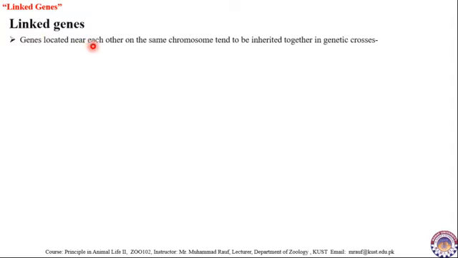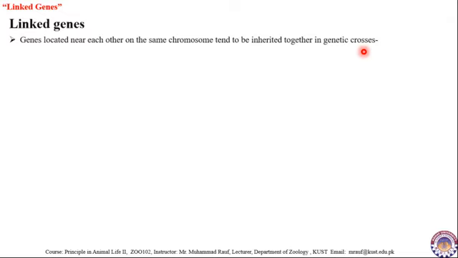Genes located near each other on the same chromosome tend to be inherited together in genetic crosses. Genes are located on chromosomes. The seat of a gene on a chromosome is called a locus. So a chromosome may carry thousands of genes. Some of the genes will be located closer to each other. Other genes will be located wide apart from each other.